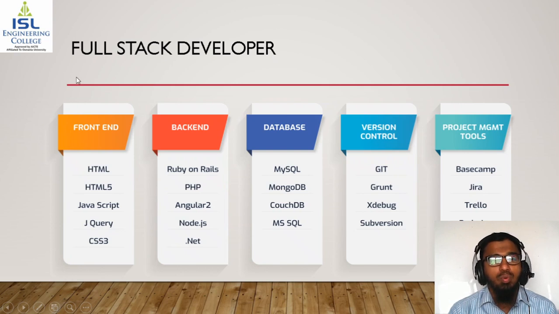Okay, and if you want to be a full stack developer, you must know the backend. What is the backend? Here in the backend there are so many technologies: Ruby on Rails, PHP, Angular 2, Node.js, .NET. Any one of these you can select and use as a backend. Okay, so this is the front end we are going to see the first time. I will just introduce you to the complete full stack developer path. So this is a backend.